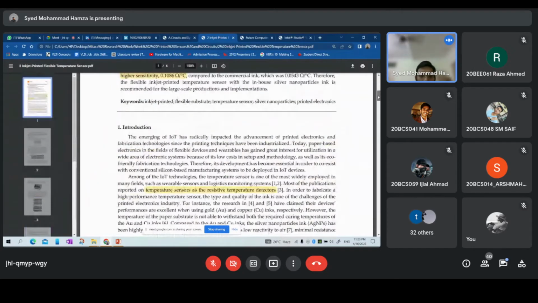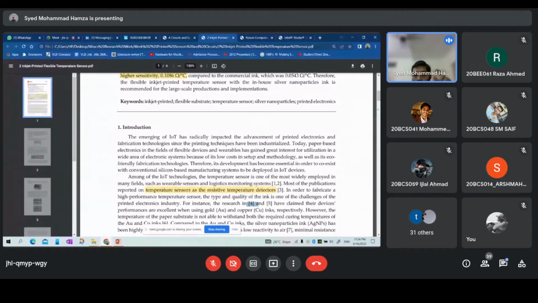When you go to the introduction, you will read this line. Among the IoT technologies, the temperature sensor is one of the most widely employed in many fields, such as wearable sensors and logistic monitoring systems. Now you can see that there is 1 and 2. This is called a citation. You are saying that this statement is not originally mine. This has been stated in research papers number 1 and 2, and those research papers have been referenced in the end. So they have been referenced like 3, like 5, like 4. So these are called references.